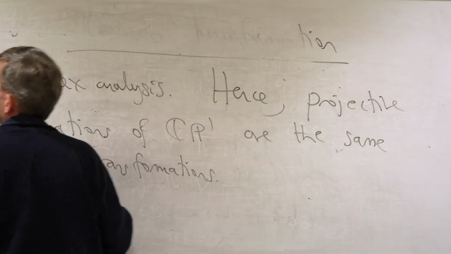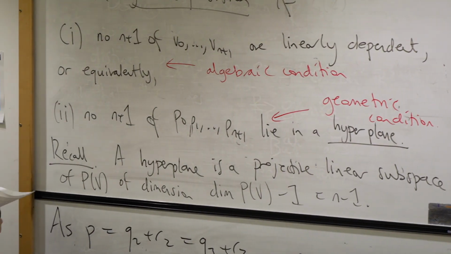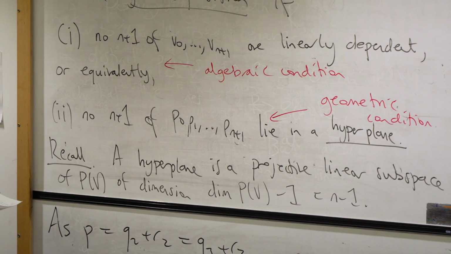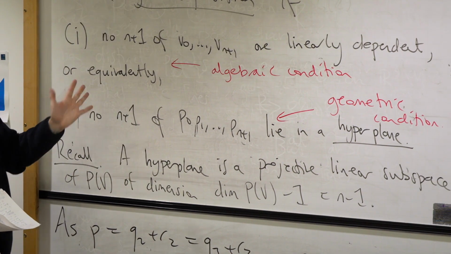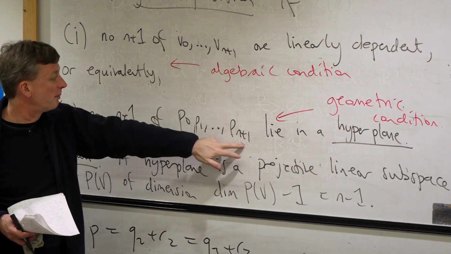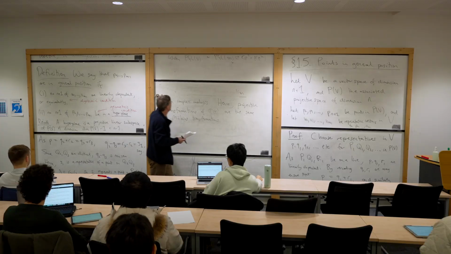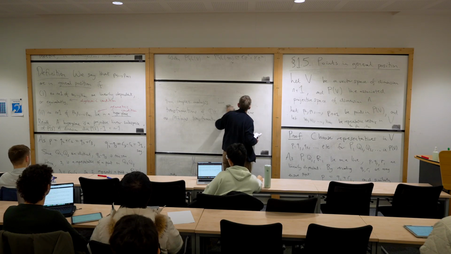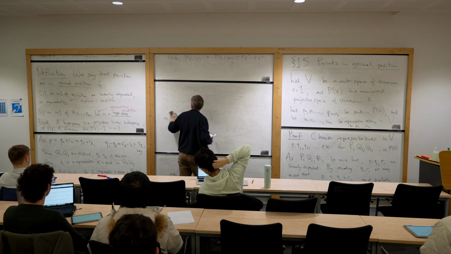So the word general kind of means not special. And let's say if you're working over the complex numbers or the reals, it means it's a generic condition. That is, if you choose n plus 1 points at random, then with probability 1, it will satisfy this condition. It means that special things don't happen, like some subsets of the points lying on a line or whatever.